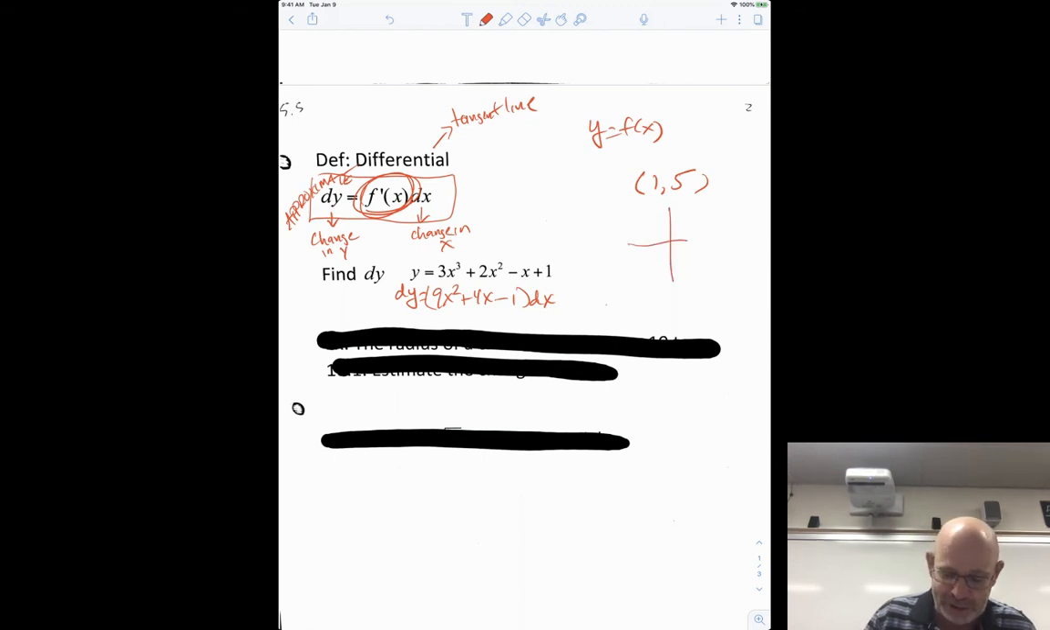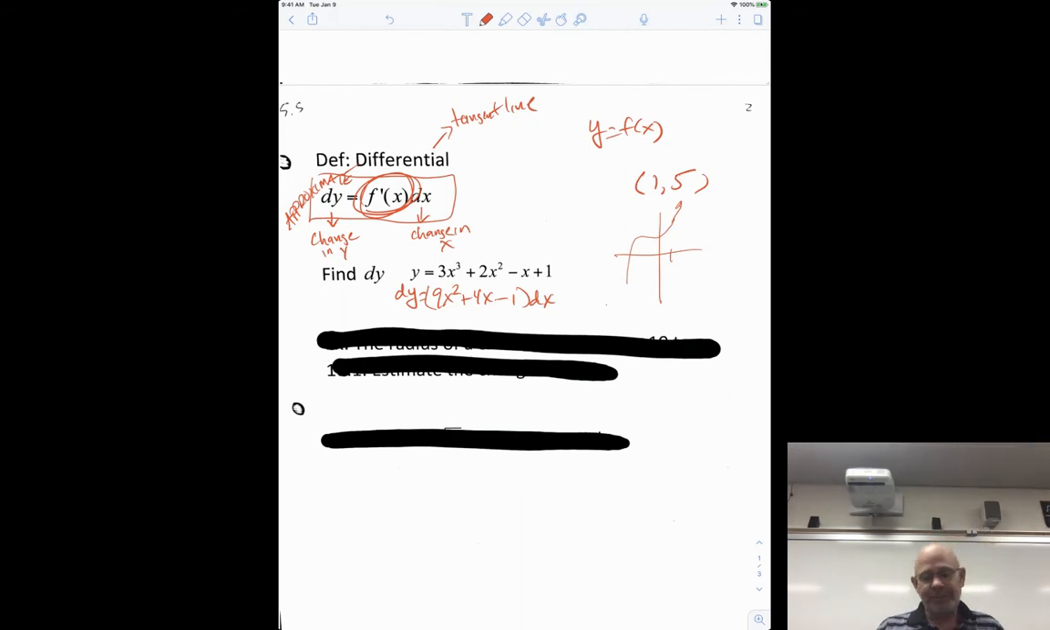If I were to draw a picture of this curve, I don't know what it does. It's some sort of cubic. It's a bad picture. Let me try that again, just to make it look sort of right. It's got the point (1, 5) up here. It's some sort of cubic. We'll just say it does this.